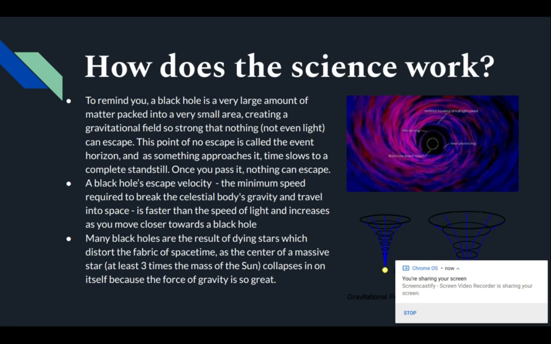A black hole's escape velocity, the minimum speed required to break the celestial body's gravity and travel into space, is faster than the speed of light and increases as you move closer towards the black hole. Many black holes are the result of dying stars, which distort the fabric of spacetime. The center of a massive star collapses in on itself because the force of gravity is so great, and that is 3 times the mass of the sun.